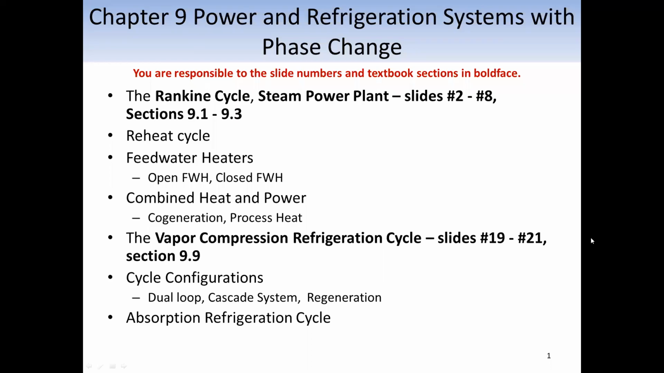For a normal semester, we are supposed to cover chapter 9 and chapter 10. But I don't think we will have time to cover chapter 10 this semester. Both chapter 9 and chapter 10 are applications of the first law and the second law. We have analyzed the devices by using the first law and the second law.